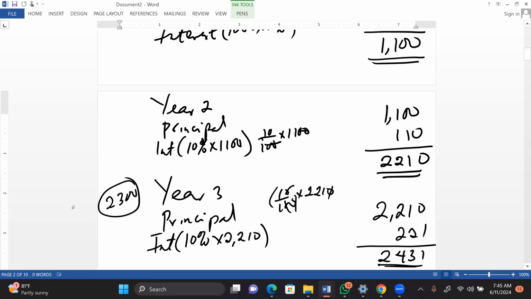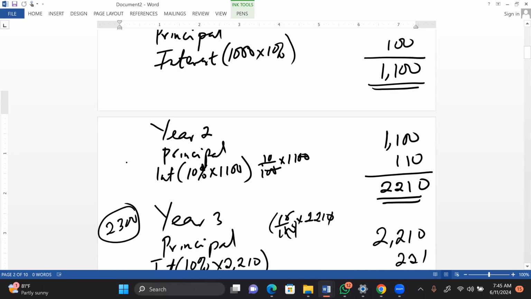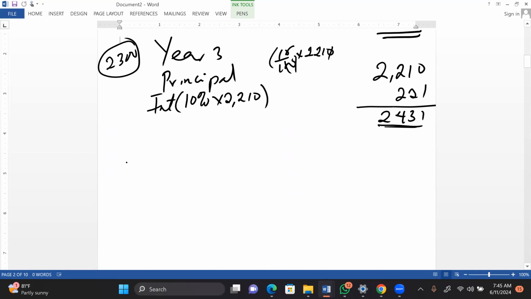You understand? Can you see the difference now? Yes. All right. So this is the first method for calculating compound interest. No matter what you are given, if you do it this way, you are going to get your answer correctly. Then the second method is using the formula.